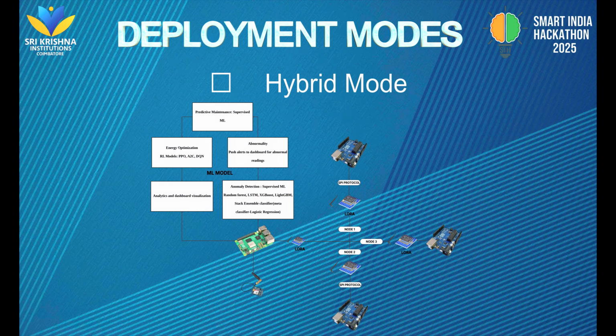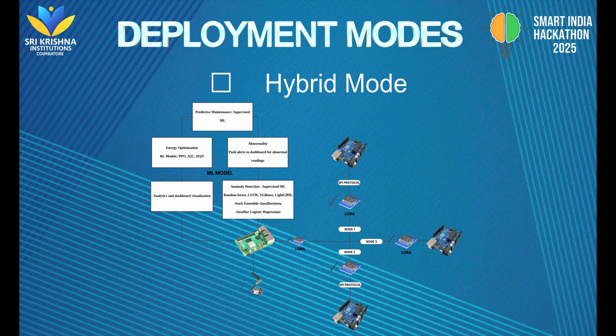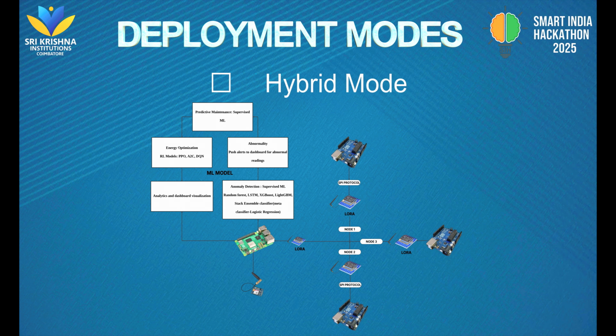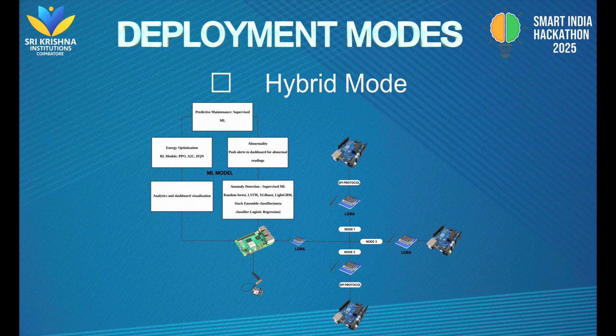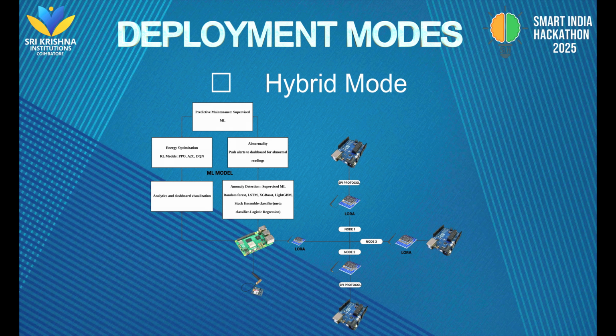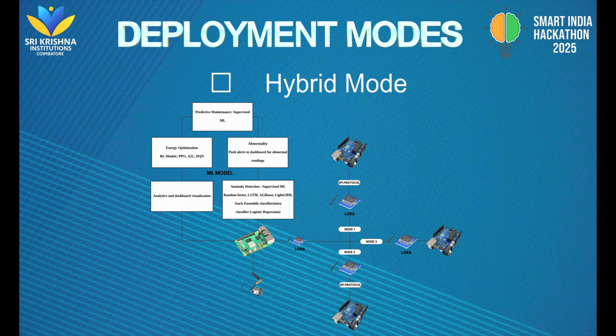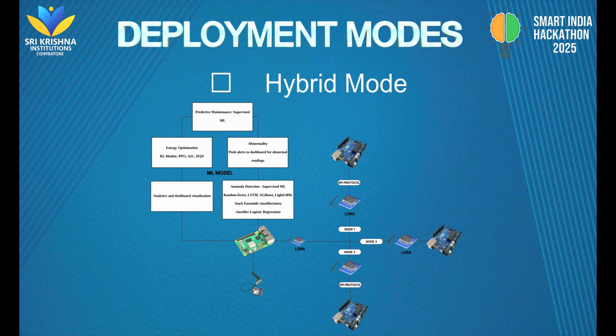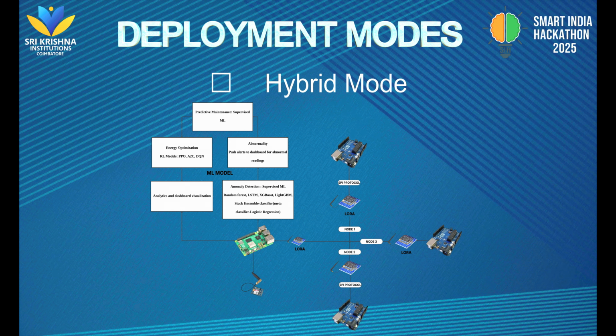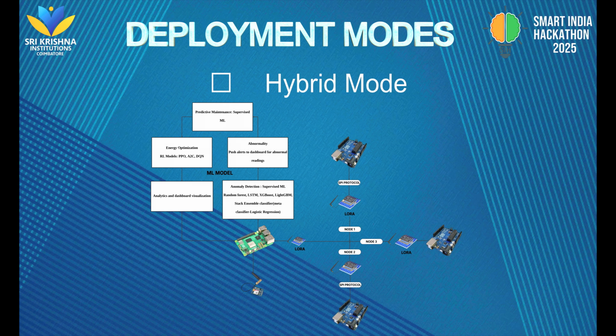Finally, we have a hybrid mode where the flow stays the same. Arduino collects data, passes it to the LoRa nodes, and everything comes into the Raspberry Pi. The Pi runs ML models for anomaly detection, predictive maintenance, and energy optimization. What makes hybrid special is that the user gets both detailed analysis on the dashboard and instant SMS.